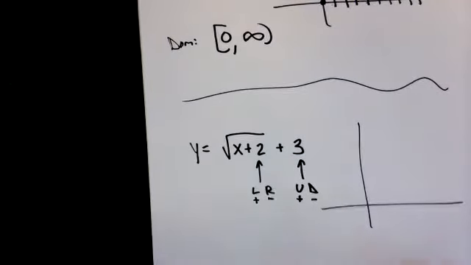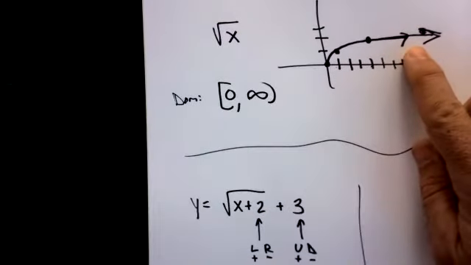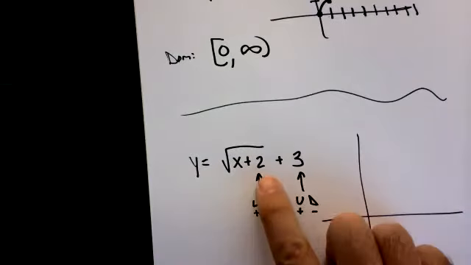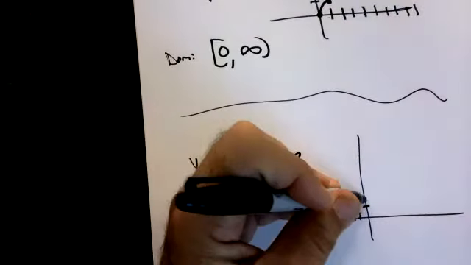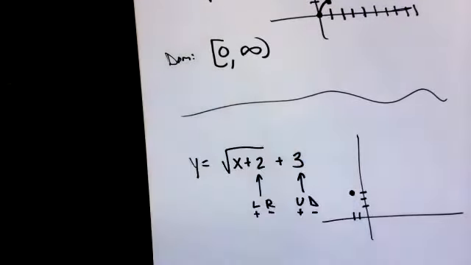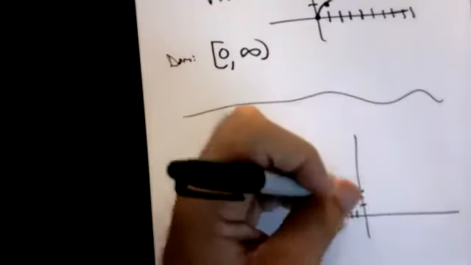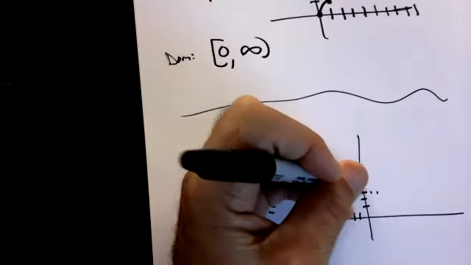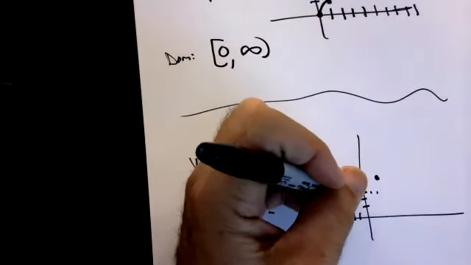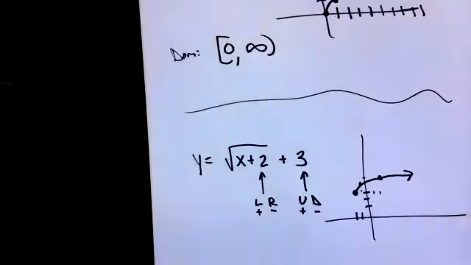So this particular graph is going to give me this same curve, but it's going to move 2 units to the left and 3 units up. So my graph is going to start there. Then we go over 1 and up 1, over 4 and up 2. And it would look like that.